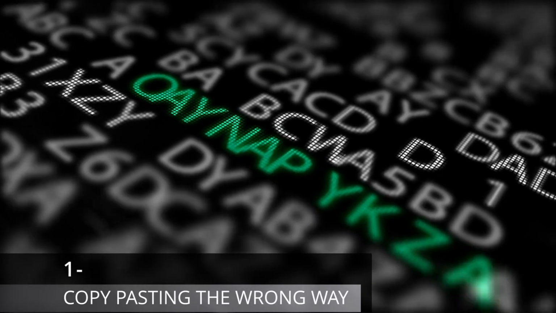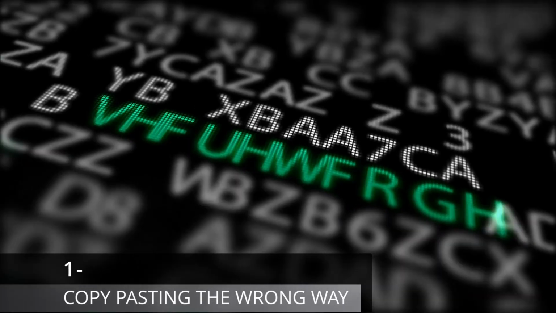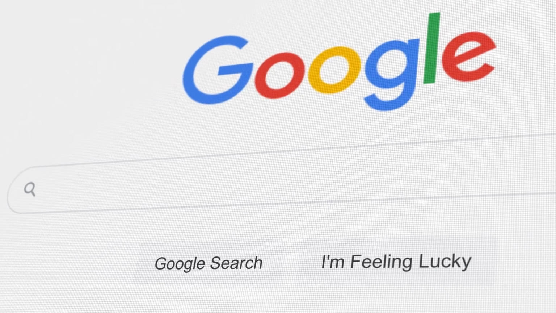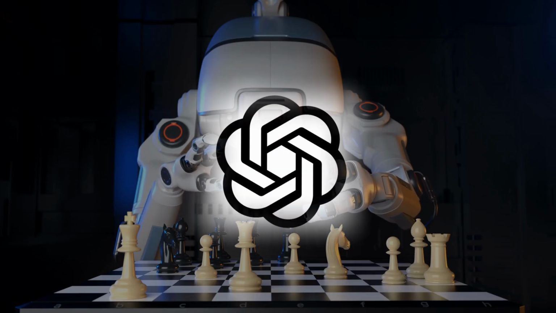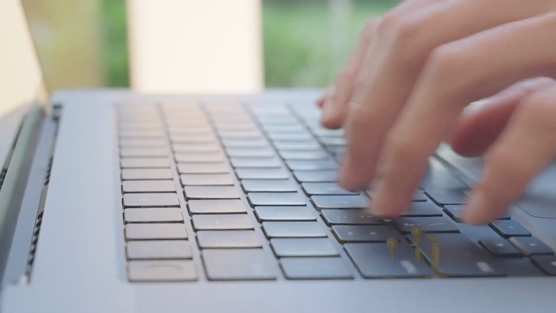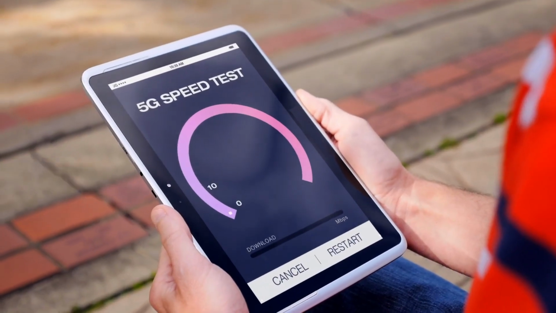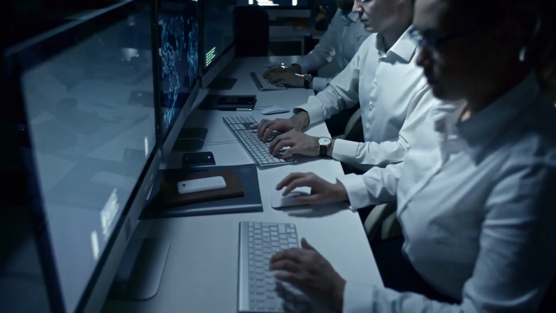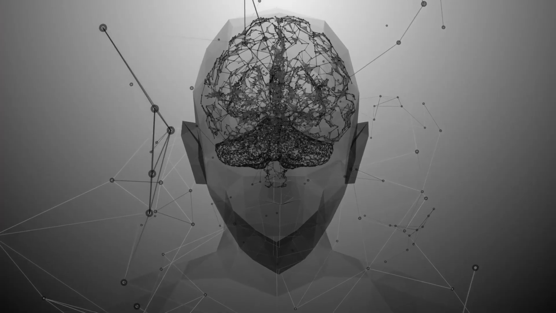Habit number 1. Copy-pasting code without understanding it. We've all been there, stuck on a problem, found a solution on Stack Overflow, or even worse, asked ChatGPT to solve this problem. So we took the code, ran it, and yeah, it works. But what is the issue? You missed the chance to actually learn and train your mind to think like a developer.